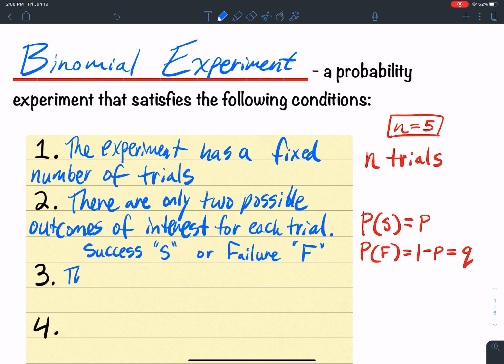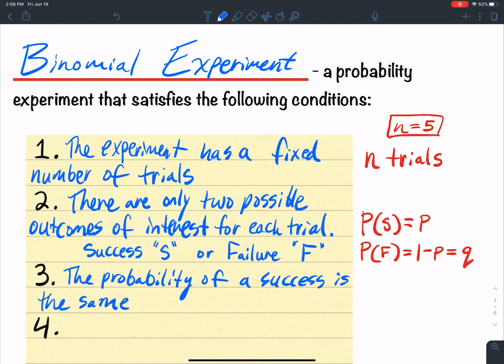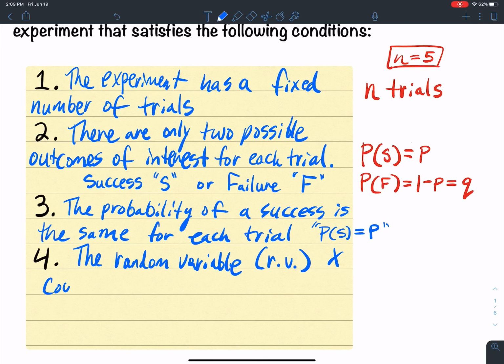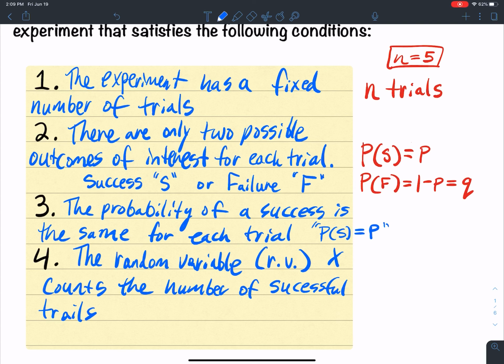Number three, the probability of a success is the same for each trial. The probability of success is always equal to P, no matter how many times you do the trial. The success is always the same. The last condition is the random variable. Remember, abbreviate random variable RV. X counts the number of successful trials.